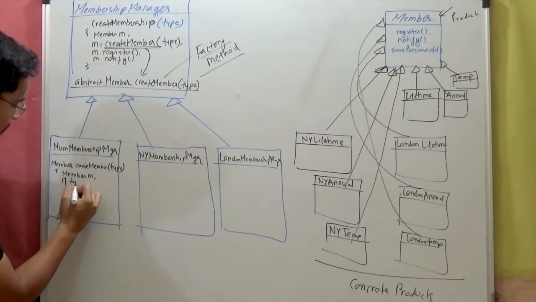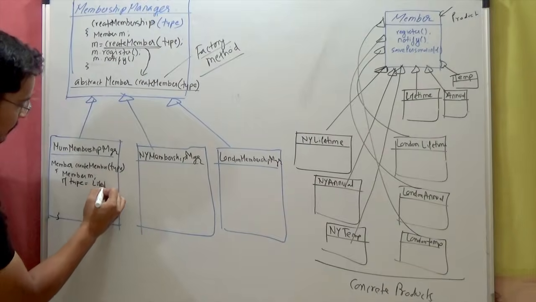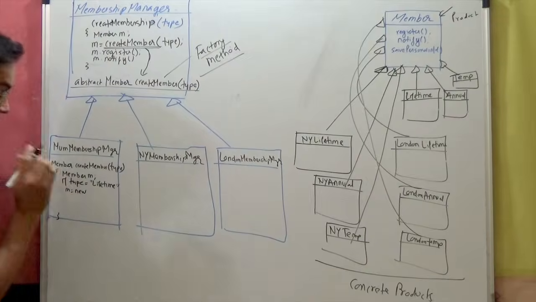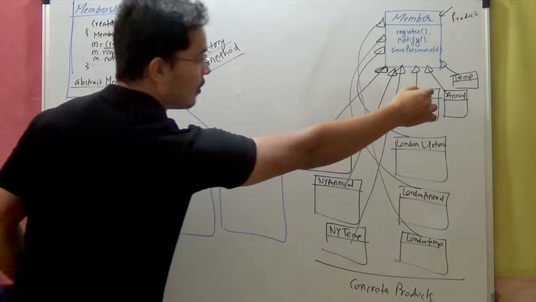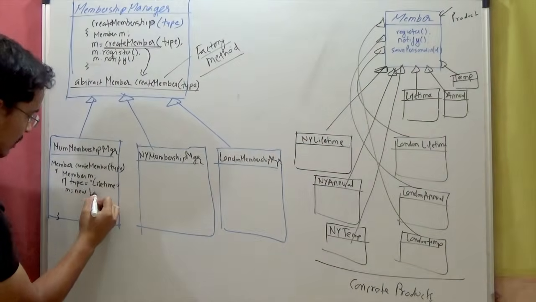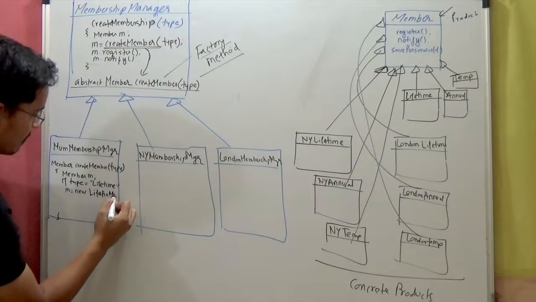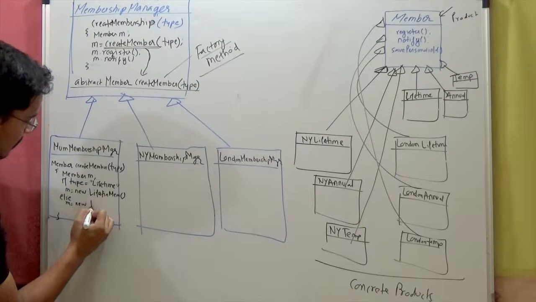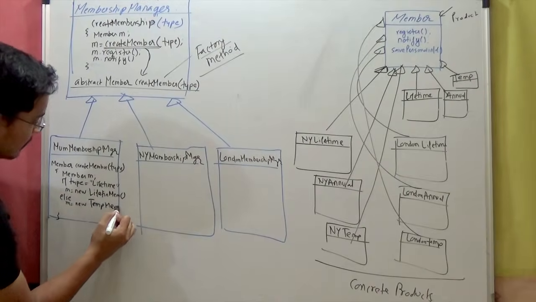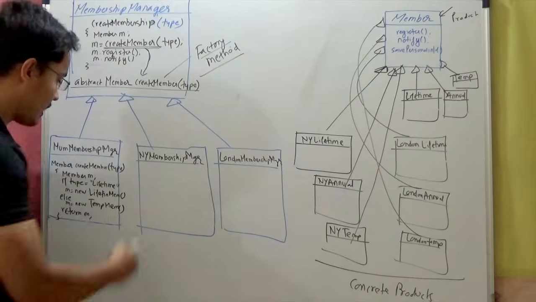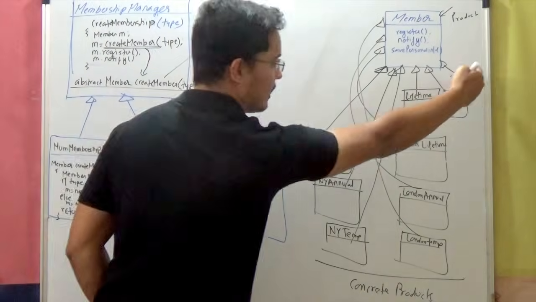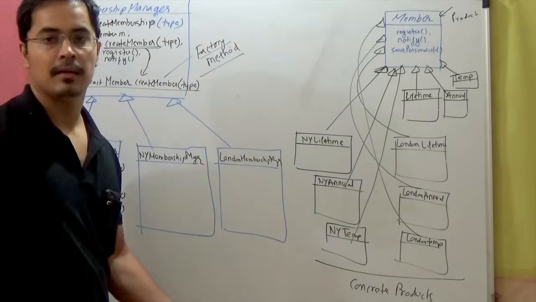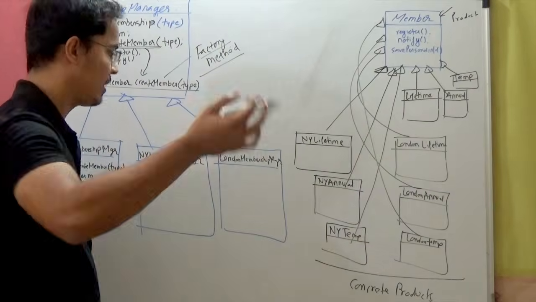If type equal to lifetime, right? M equal to new, now it will create the Mumbai one, new lifetime member, right? Else M equal to new temporary member. Do you remember? These are our original classes, the three ones, right? So this factory method will create specific types for Mumbai members, right? Mumbai annual, lifetime, and temporary.